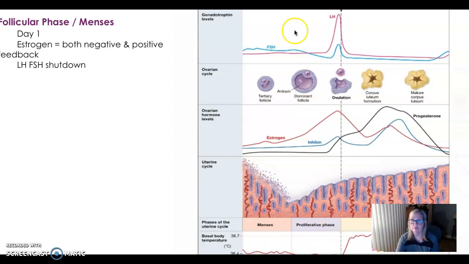So this is all the follicular phase. You can see estrogen is important here. The menses is equivalent to menstrual bleeding from the uterus, and the first day is considered day 1, as we said, of the human reproductive cycle.